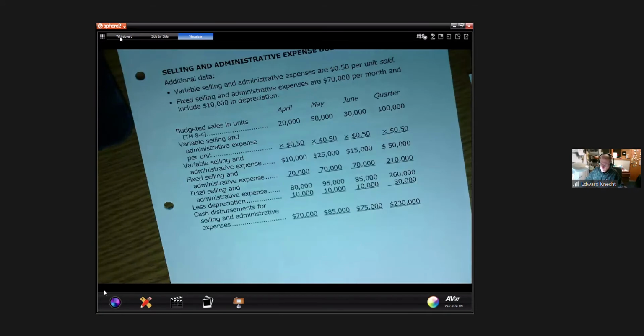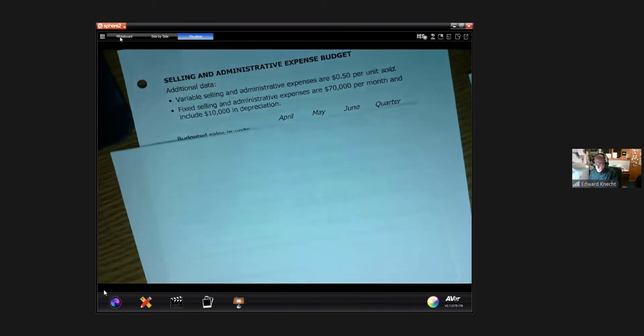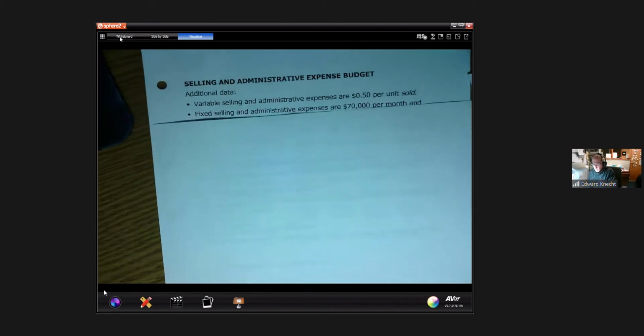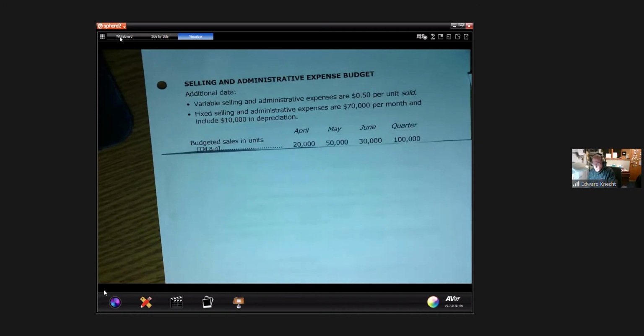Selling and administrative expense budget. Variable selling and administrative expenses are 50 cents per unit sold. The fixed selling and administrative expenses are $70,000 per month, including $10,000 in depreciation. So budgeted sales in units, there we have them. They haven't changed. April, 20,000 units, May, 50,000, June, 30,000. So we still have 100,000 in the quarter.